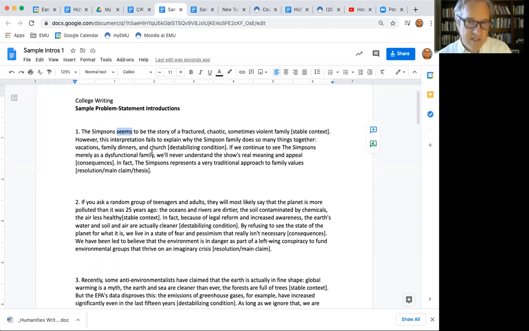push back against. And I would say that for all of you, when you're writing your paper, if you can't write that stable context, that status quo view that you're arguing against, onto the page, then you probably haven't thought very clearly yet about what your thesis is. And so the more work you do to write this down, the clearer I think you'll get about your thesis here at the end.